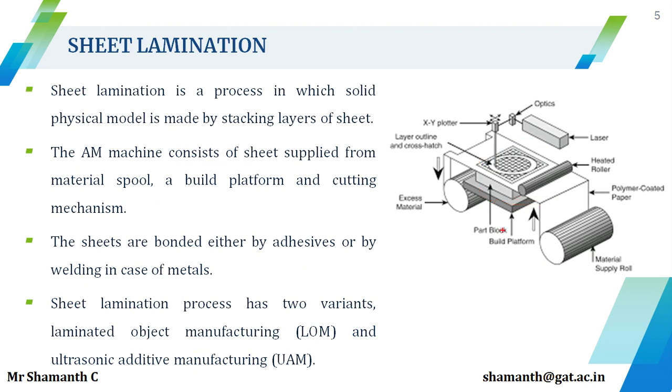So here we are discussing laminated object manufacturing. If you want more knowledge on ultrasonic additive manufacturing, go and search the net so that you will understand how exactly the welding process happens when two layers of material are fused. So this is about the construction part of sheet lamination. It has a material spool to supply onto the build platform and a cutting mechanism to remove the excess material apart from the geometry you are printing.